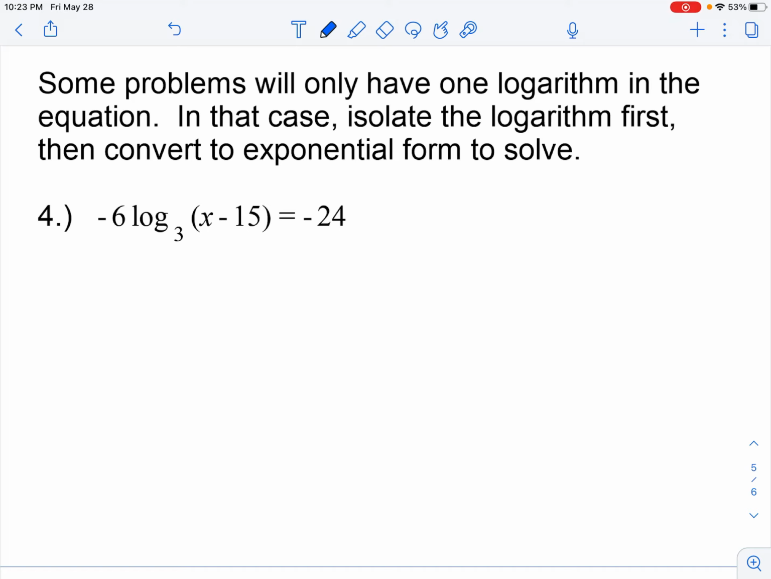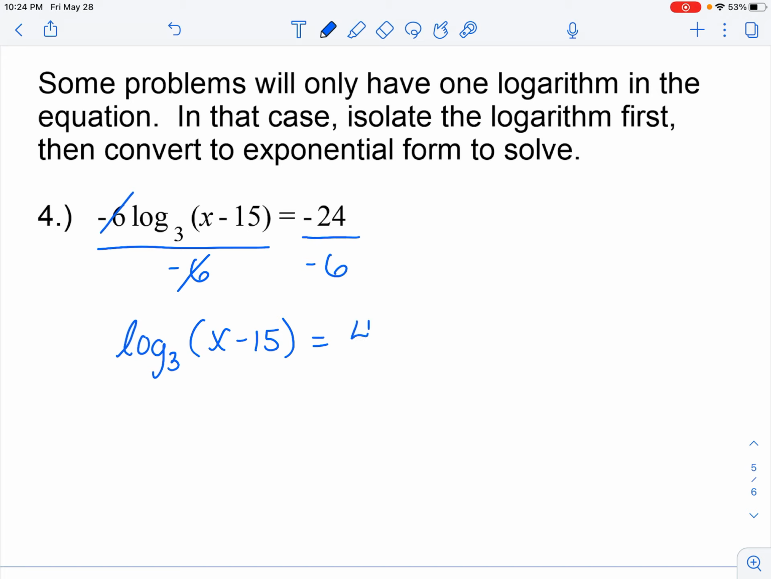All right, so problem number 4 here, I see that there is a -6 impeding the logarithm from being by itself. So I need to make that -6 go away. So I'm going to start by dividing out -6 from both sides. And that's just going to cancel off on this side and give me log base 3 of x minus 15 is equal to, oh, I forgot the negative there. Don't forget the negative, Miss Mara. -24 divided by -6 is +4.